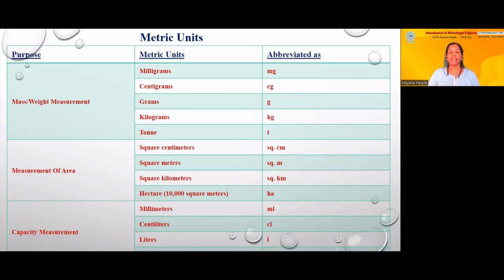Then for the measurement of area, the metric units used are square centimeter, square meter, square kilometer, and hectare. Next, for capacity measurement, the metric units are milliliters, centiliters, and liter. Abbreviations are given in the next column. If you remember milligrams, you can write the abbreviation as well.